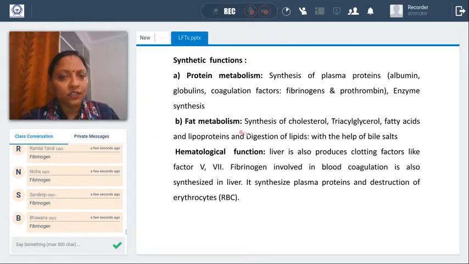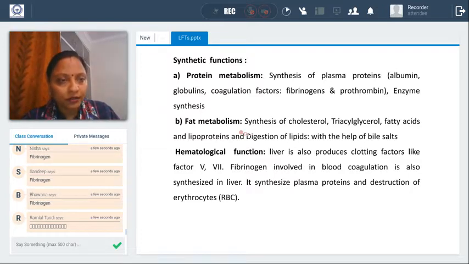Next, fat metabolism, synthesis of cholesterol and TG. You all know what is TG? Neutral fat, triacylglycerol. What is another name for triacylglycerol? Please write in the box.